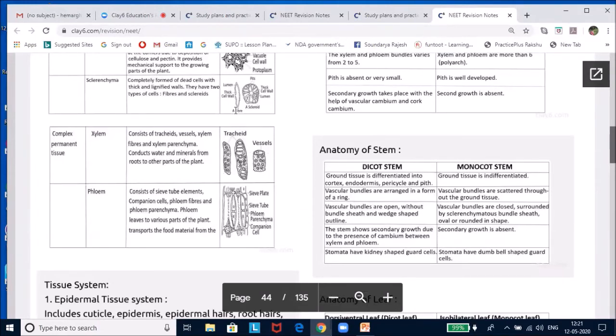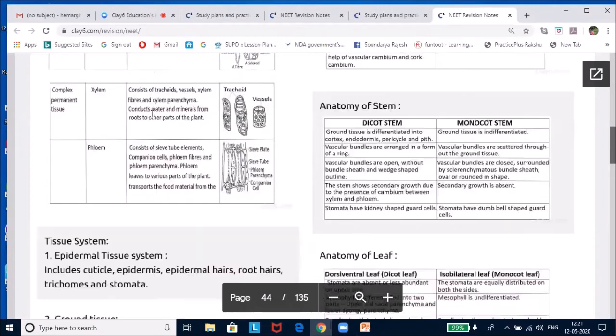That is why when you bite an apple, or when you bite a pear, what happens? You feel the crunchy feel. That is because of the presence of the sclereids. And this also provides mechanical support to the plant body. Now let us look at the complex permanent tissue.